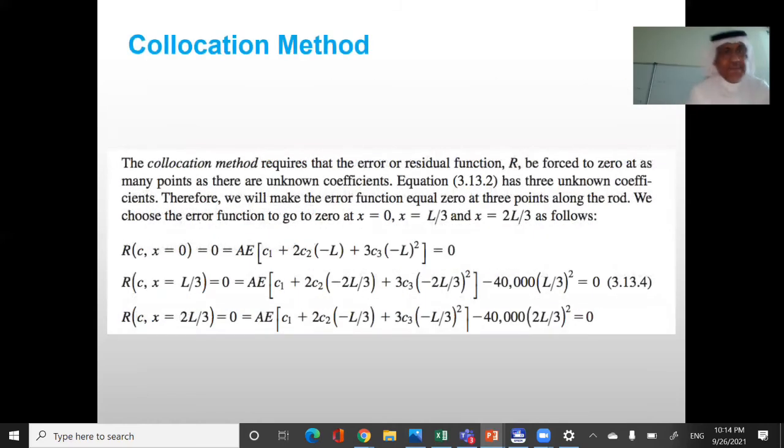Look at it here. R equal to 0 at x equal to 0. You put it 0 and you got one equation. And then he took R and put it equal to 0 at 1/3. He substituted x equal to L over 3. This is the second equation. And then he took R and forced it to be equal to 0 at 2/3 of L. How many equations? 1, 2, 3. Can you solve for C1, C2, C3? Yes.